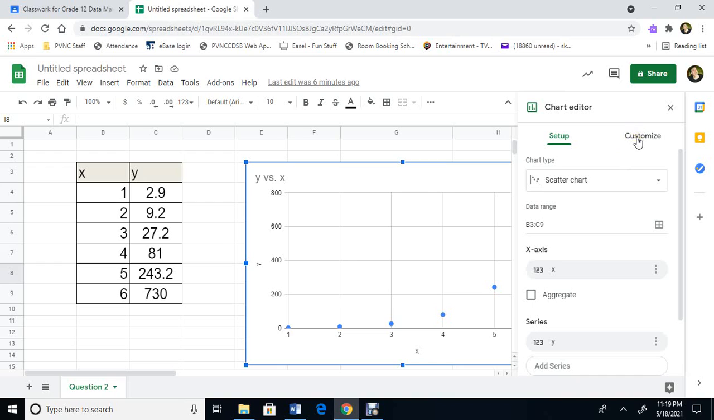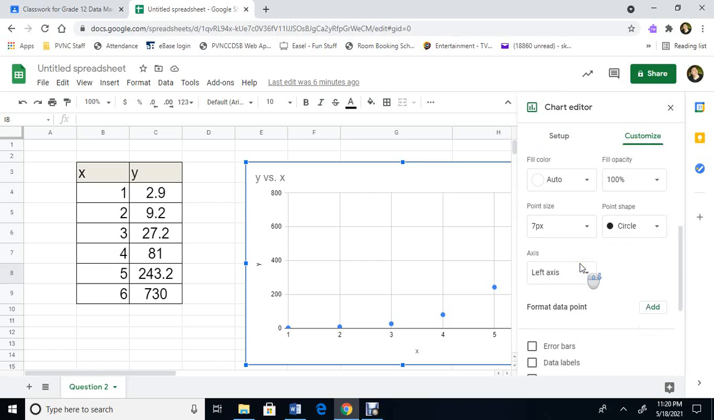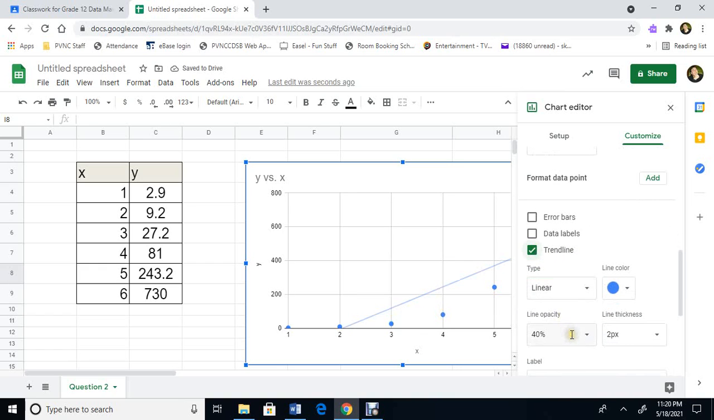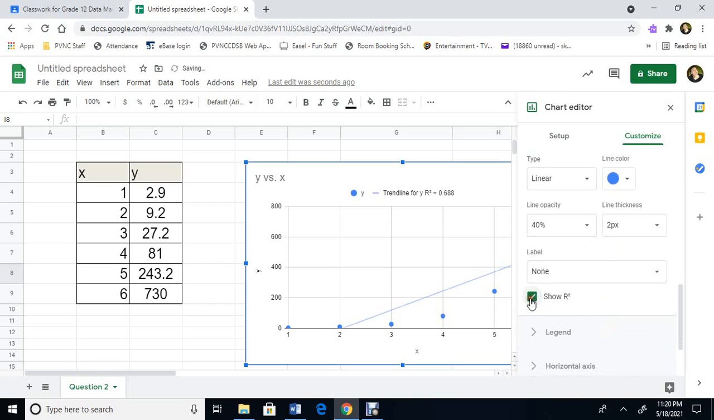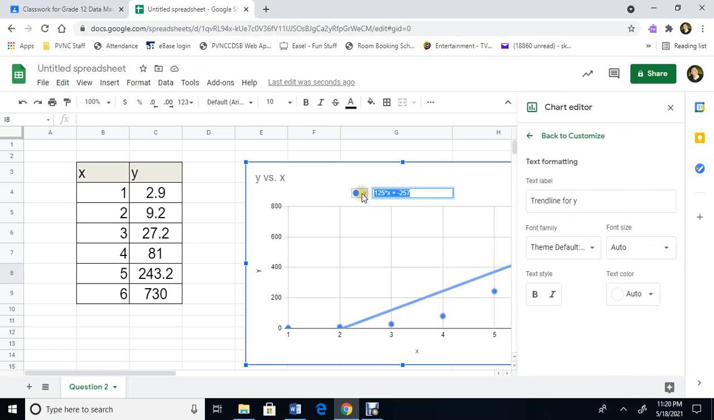I go to Customize, and I go down to Series. And then I'm going to pick a trend line. So down here there's a trend line, and it puts the trend line there. Linear. So right now I'll have the trend line of linear. Now I'll show the r squared, and I want to show the equation. So my first equation is here, and my r squared is here.